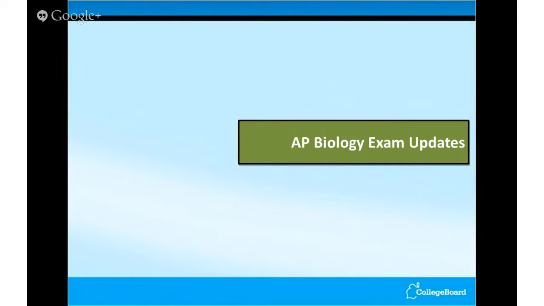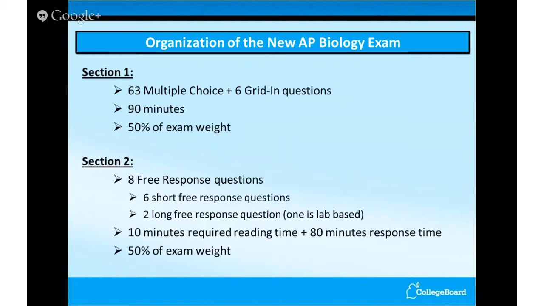So let me just give you a couple of updates, right? Because often I get to this point, and we've compared and contrasted a couple of items, and the question becomes, are we seeing a big difference here in how students are actually performing on the test? So I'm just going to give you very quickly what the new structure of the test looks like.